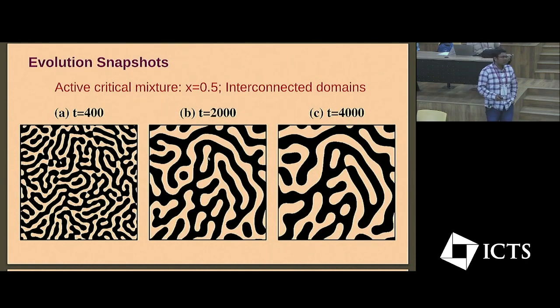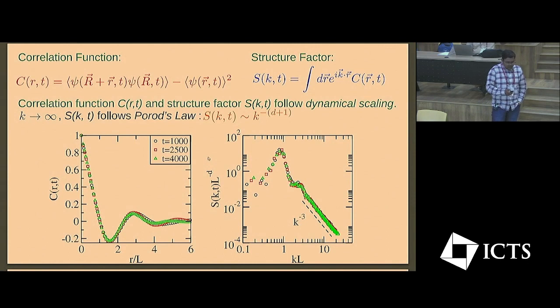Okay. So the question we ask in this context is how this domain size grows in time, and what is the morphology of this domain growth. To do that, we calculate the equal time correlation function. It is defined like this, and we also calculate the structure factor, which is the Fourier transform of the equal time correlation function. So here is the plot for the equal time correlation function, and here we scale the distance by the average domain size L. And what L is, I will tell you.